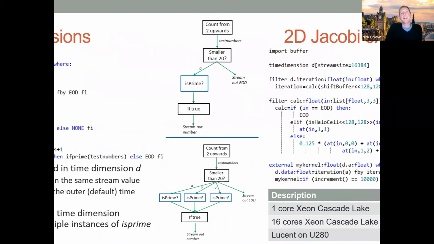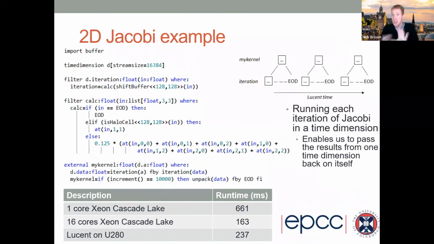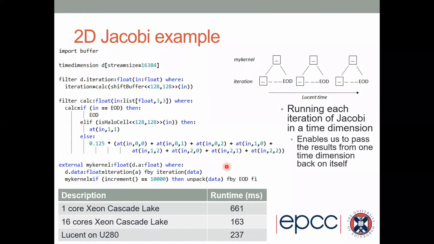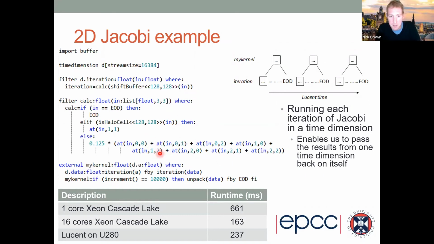And a slightly more advanced thing here is a 2D Jacobi example. So thinking a bit more from the perspective of HPC, solving Laplace's equation for diffusion, where we're doing 10,000 iterations. And what we want from the perspective of the default time dimension is for each iteration to be one atomic step. So it's doing all of these over the stream within this sub-time dimension. And what you can see here is we've got the shift buffer. This is a 2D shift buffer. We just provide it in this buffer package that's, again, written in Lucent that we provide as part of the language.